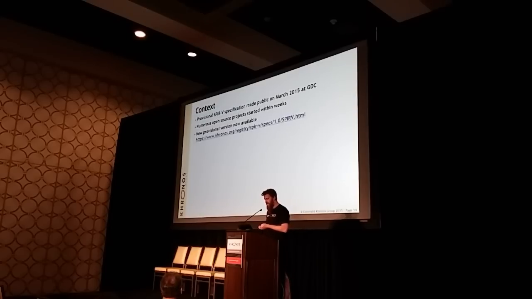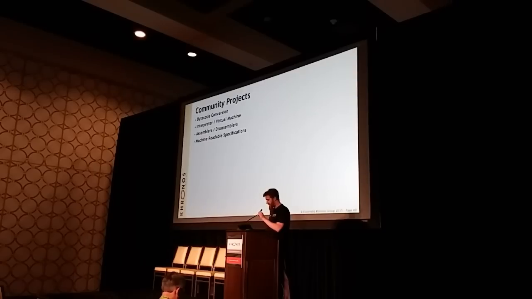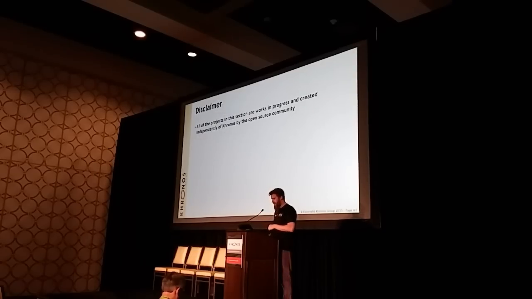So, a bit of context. SPIR-V was provisionally released in March. So, in the 5 months since then, numerous projects have already sprung up within the community. And this is a link to the new specifications. So they fall into roughly 4 main categories: bytecode conversion, interpreters and virtual machines, assemblers and disassemblers, and machine-readable specifications. I'd just like to point out that these are all works in progress and created independently of Khronos by the open source community.